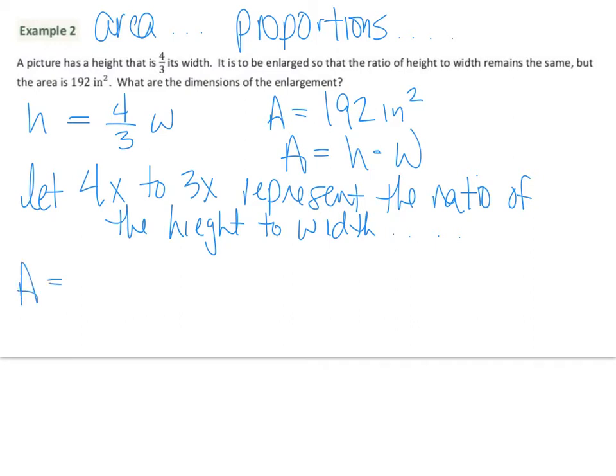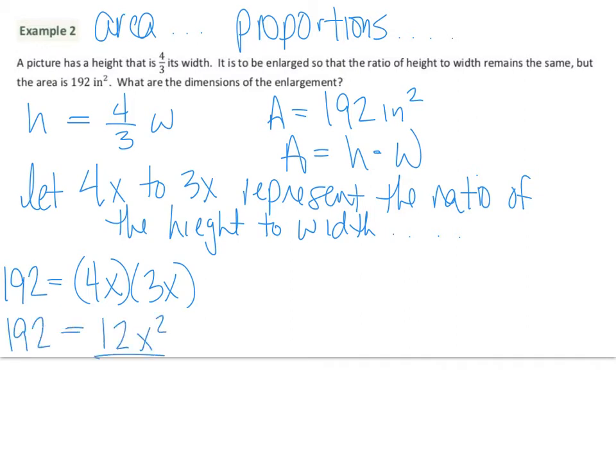Area equals length times width, or sorry, height times width. 4x times 3x, and we know that area is 192. Let's go ahead and do some multiplication. 4 times 3 is 12x squared. Divide both sides by 12. 192 divided by 12 is 16.